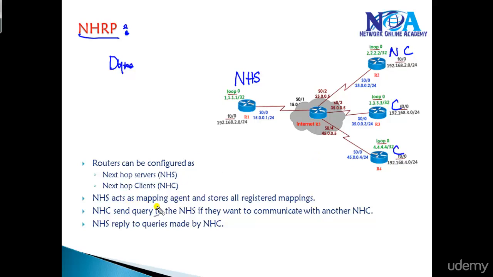So the next hop server acts as a mapping agent which is going to store all your mappings. Now this server is going to keep all the mapping information of your NBMA address to tunnel IP address. So in my scenario, it will be like private to public IP mapping.